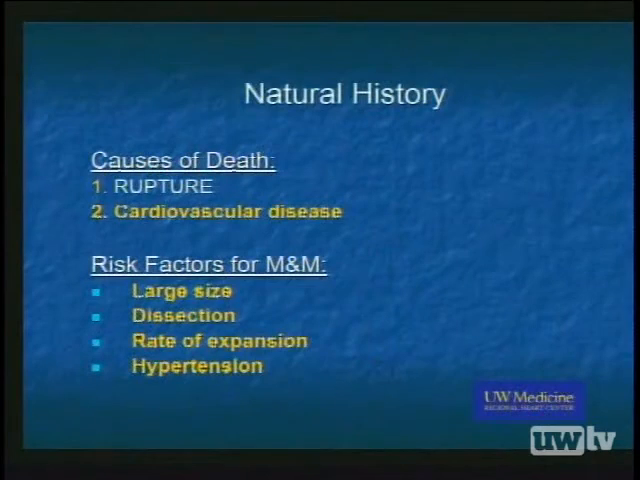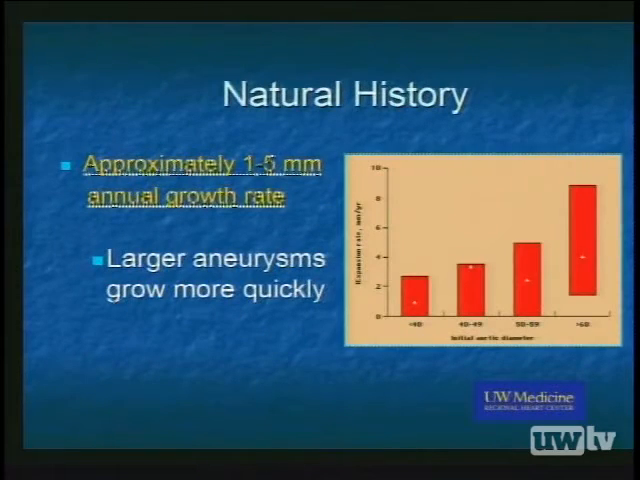The number one cause of death under observation is rupture, and the number two cause of death is cardiovascular disease. As I've already alluded to, these patients often have atherosclerosis, or hardening of the arteries, and it can be widespread. Risk factors for a poor outcome, specifically rupture or other complications related to the aneurysm, include large aneurysm size at presentation, the presence of an aortic dissection, a rapid rate of expansion, and the presence of poorly controlled high blood pressure, or hypertension.